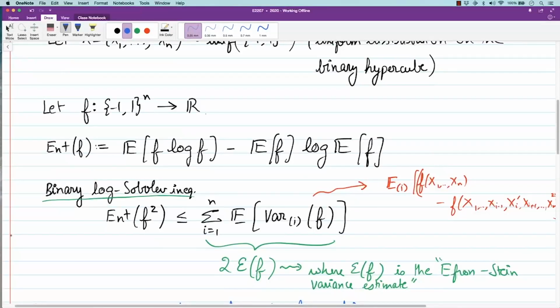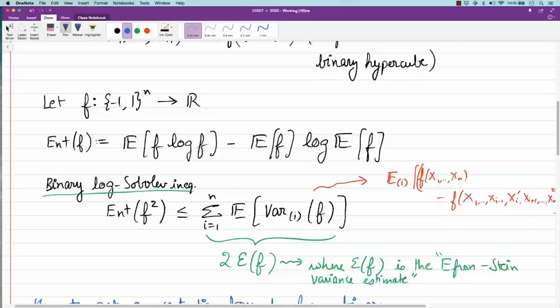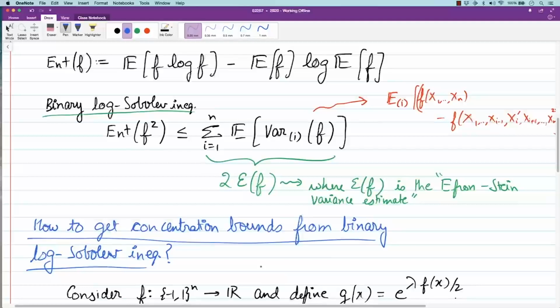Now it only remains to prove this inequality, the binary Log-Sobolev inequality, which just claims that the entropy of f square, for any function f, is less than or equal to this guy here. This is exactly 2 times the Efron-Stein variance estimate, which is sort of the energy in f, or the fluctuation in f. I think it's better to think of it as a discrete gradient norm square. So keep the Gaussian Poincare inequality in mind, and this is a discrete counterpart of that, of the expected value of the gradient norm square.